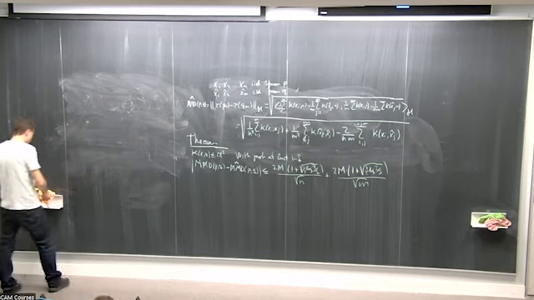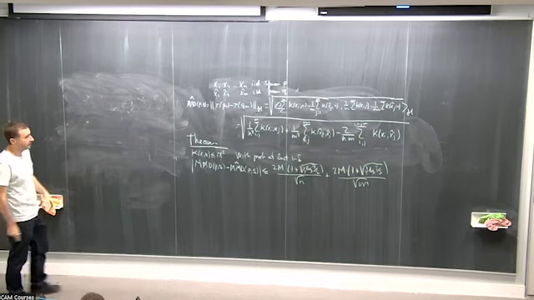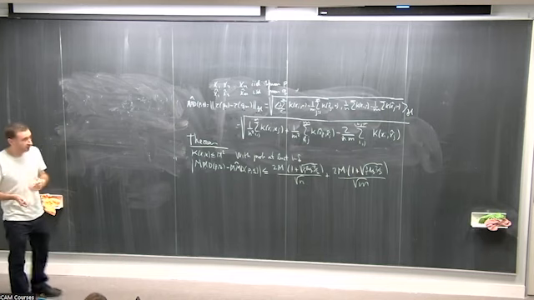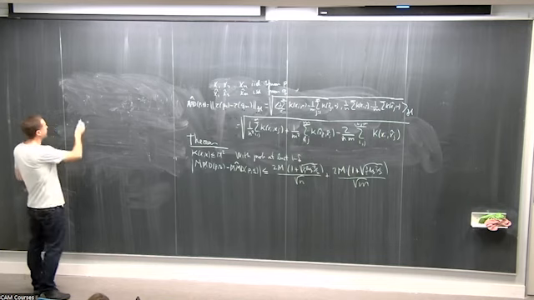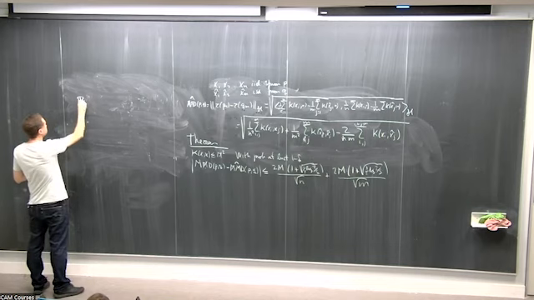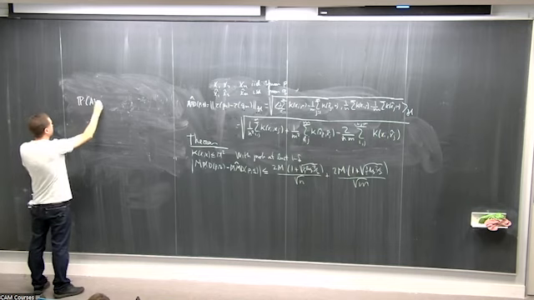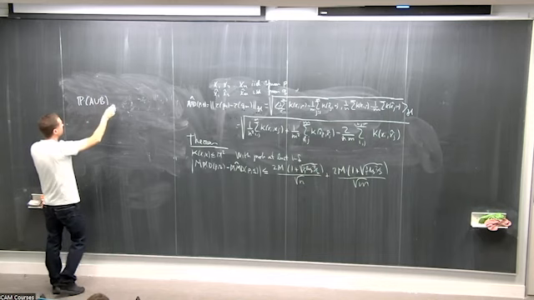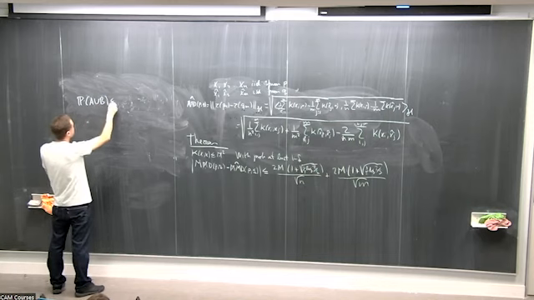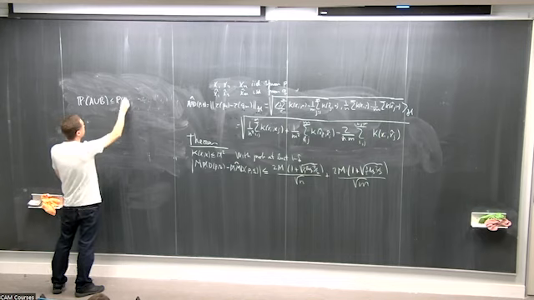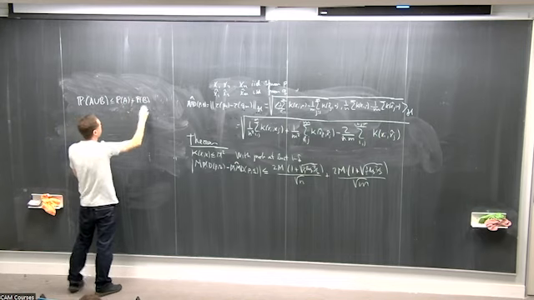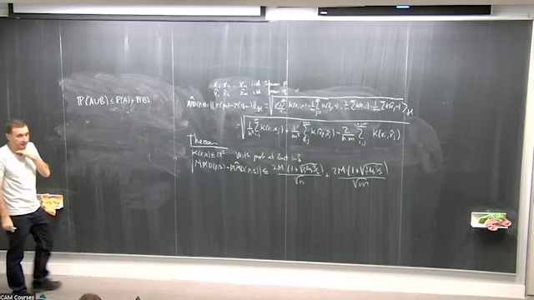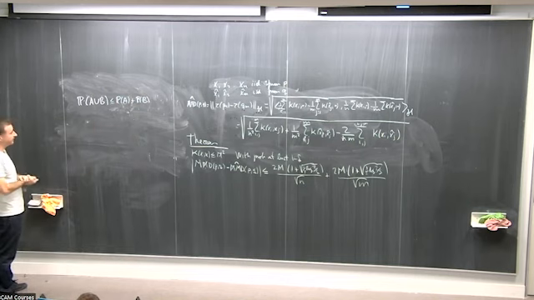It's called union bound, but maybe it would be more accurate to call it the intersection bound. So basically, the probability of the union of two things is always going to be smaller than the sum of the probabilities of the two things, right? So that's what gives it the name, right?